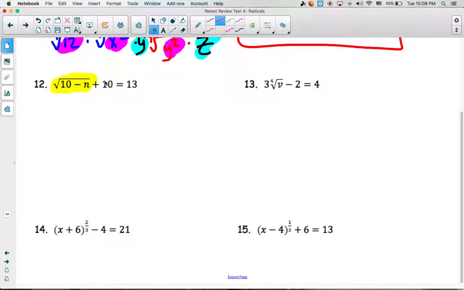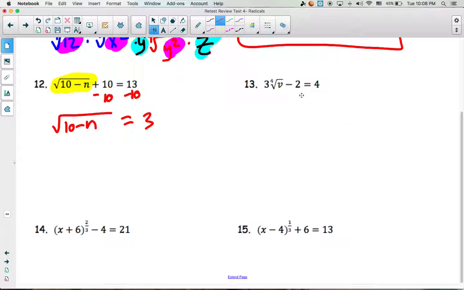If you'll notice, we're adding 10 on the end of the radical. So I want to get rid of that plus 10. The opposite of adding 10 is to subtract 10. So I'll subtract 10 on each side. That gives me the square root of 10 minus n equals, and then 13 minus 10 is 3.